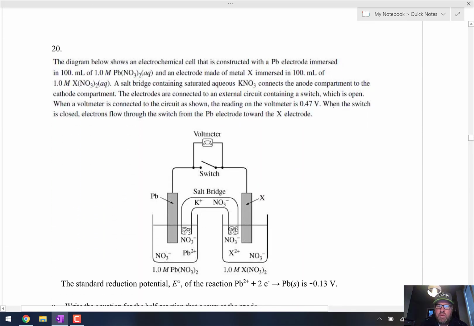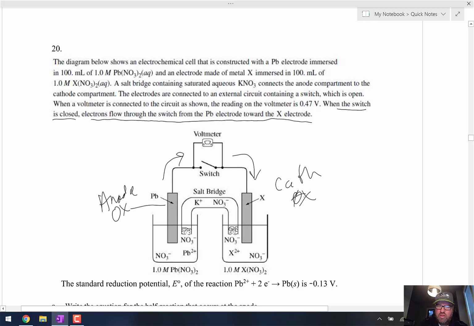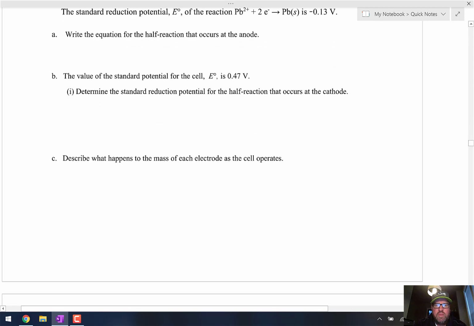On this one here, we can see when the switch is closed, electrons flow through the switch from lead to X. So the electrons are flowing this way is what it says. What does that tell you? It means that the electrons always leave the anode and go to the cathode. So that means this side here is the anode where oxidation is occurring. This side is the cathode where, not oxidation, where reduction is occurring.